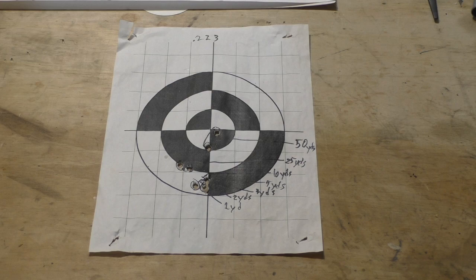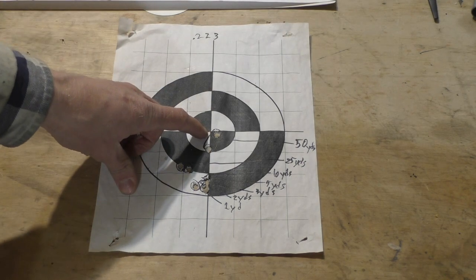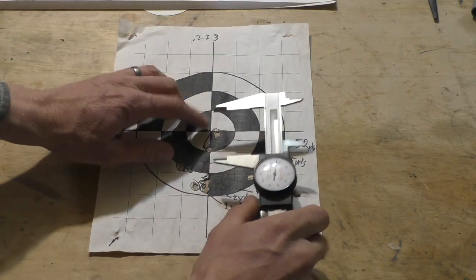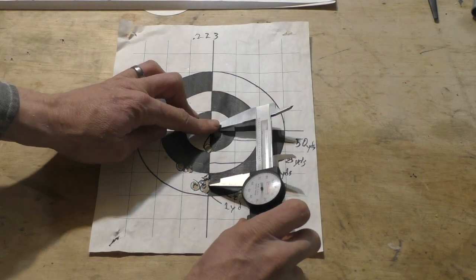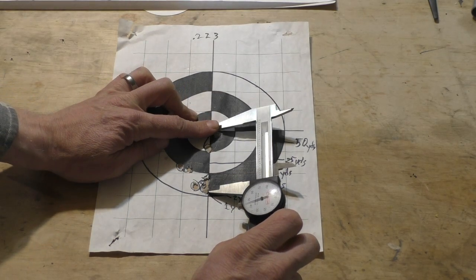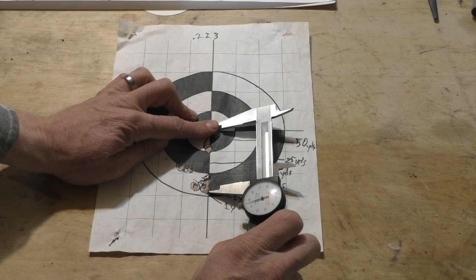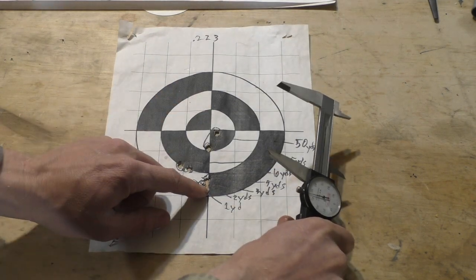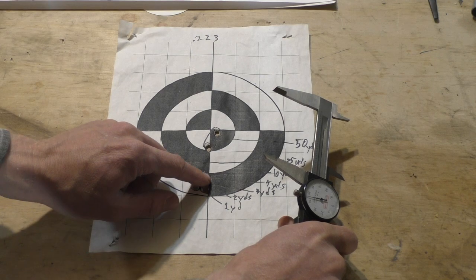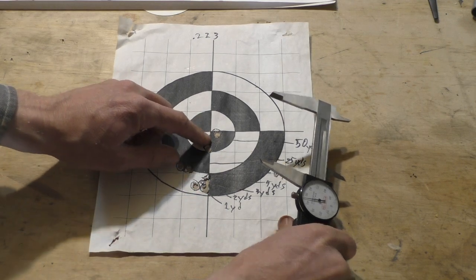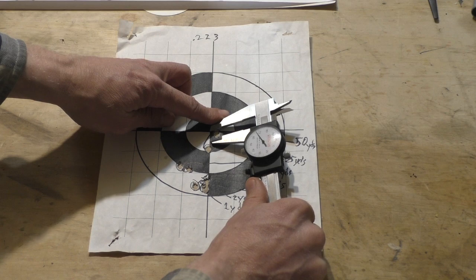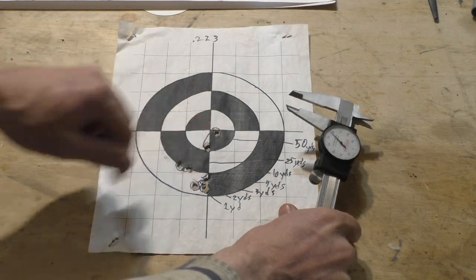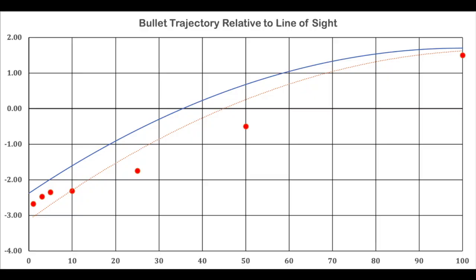So looking at this target, my point of aim or line of sight, of course, is the center. And so we can measure out at 1 yard, our point of impact is about 2 5/8 inches low. And then as we move further away, that gradually walks up to being just about a 1/2 inch low at 50 yards on average. Here's how our model compares for the 223.